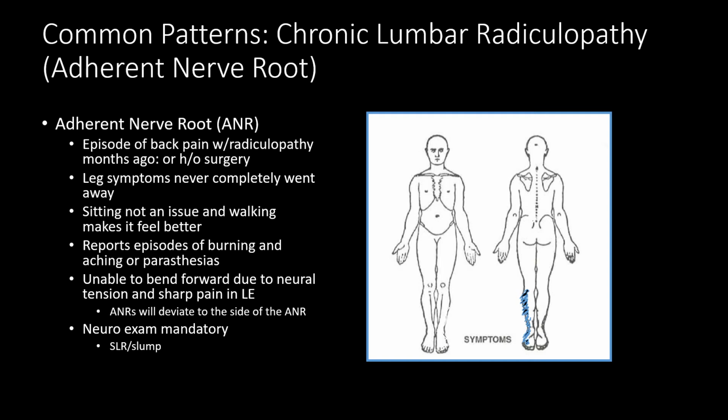When we look at these individuals, because they have leg pain, neuro examination will be mandatory, and we're going to want to make sure that we address lower limb neural tension in the form of the straight leg raise as well as the slump test, because this is really going to show us that this individual has an adherent nerve root, and it's something that we're going to be able to manage.